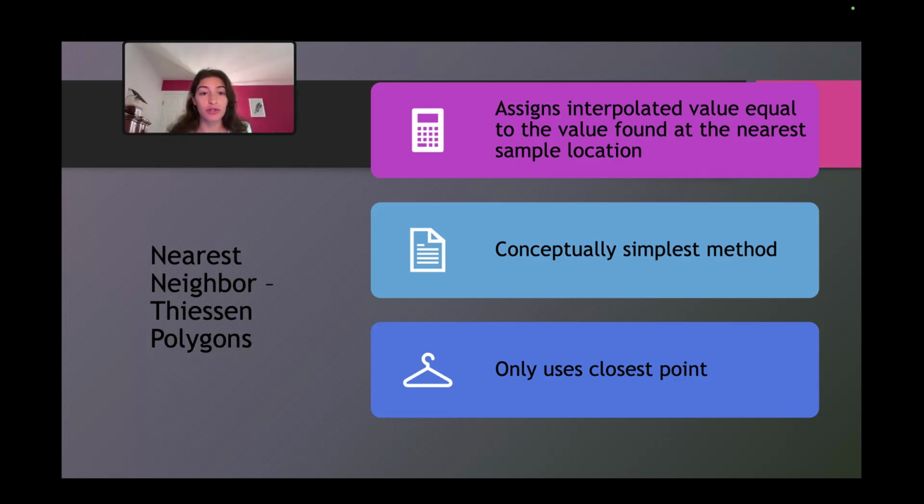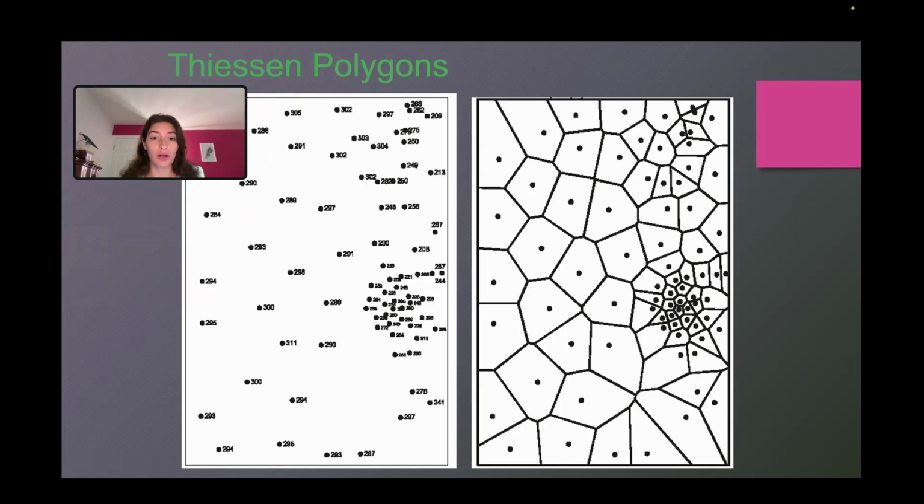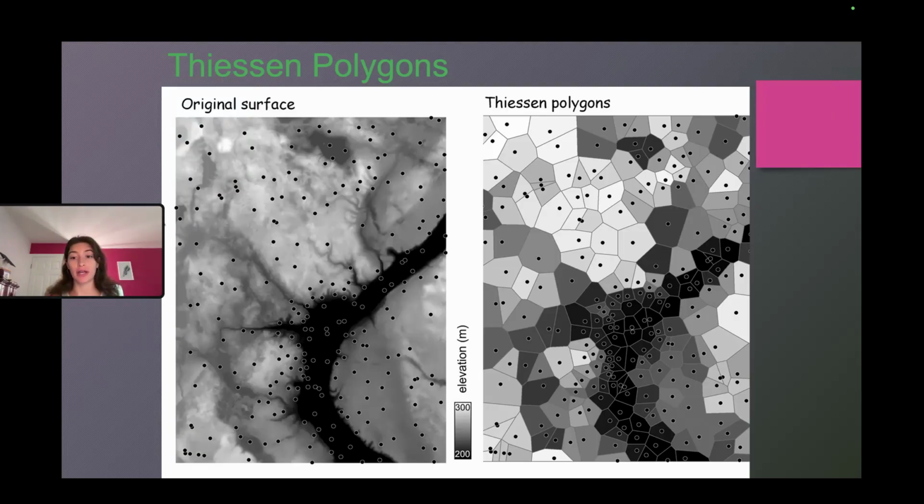One of these examples of interpolation is the nearest neighbor, or Thiessen polygons, interpolation. This assigns values equal to the value found at the nearest sample location, hence the term nearest neighbor. Conceptually, this is the simplest because it only uses the closest point. So this right here is an example of those polygons. Again, you see all of these points on the left-hand side. On the right-hand side, you can see that we have our clusters and then we have our more open expanse based on those points. We just take the nearest neighbor and assign a value between it based on that. This is what it looks like applied to an actual map, both a raster and a vector.